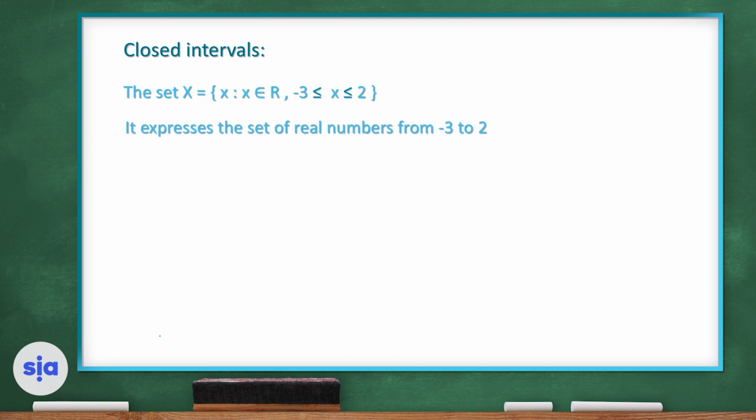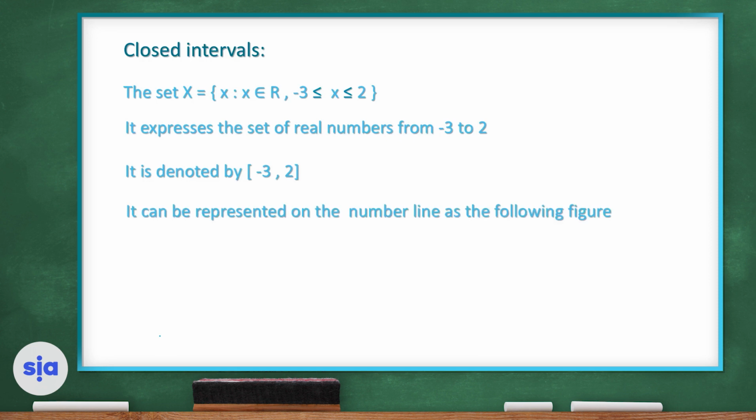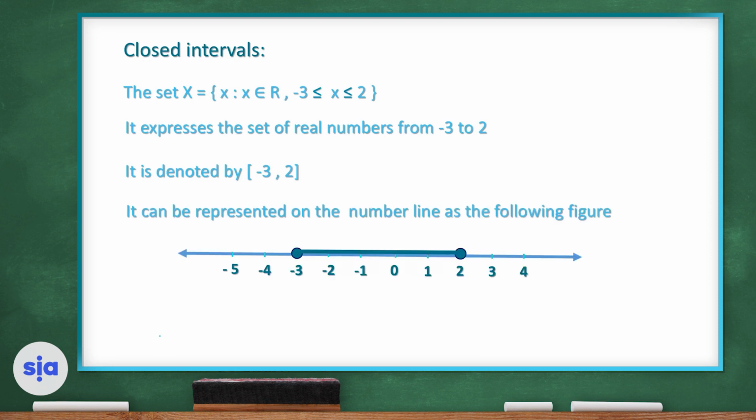How can we write this as an interval? We write it this way: a closed bracket, -3 until 2, and then another closed bracket. If you want to say it, you say it from -3 closed until 2 closed. How can we represent this on a number line? By making two closed circles, two shaded circles, one above the -3 and the other one above the 2, and we connect between them. So x can be any value starting from the -3 until the 2. -3 is included and the 2 is also included.